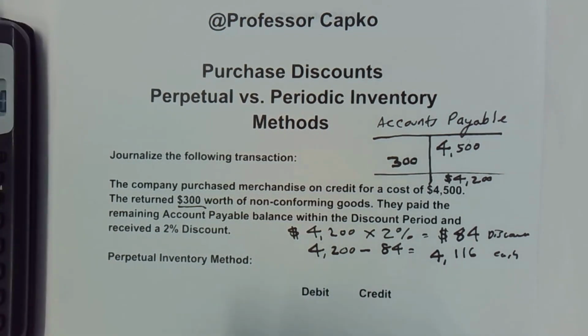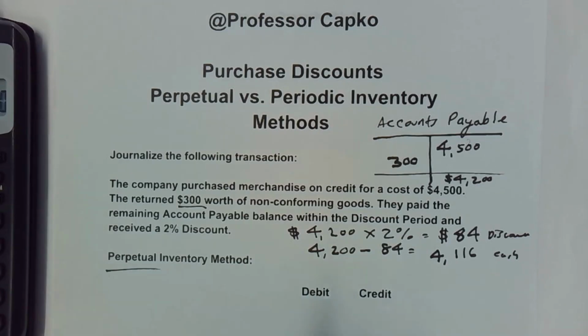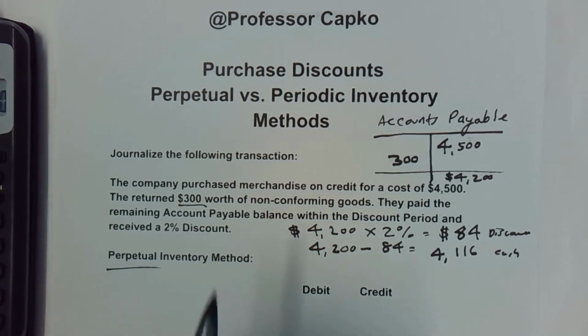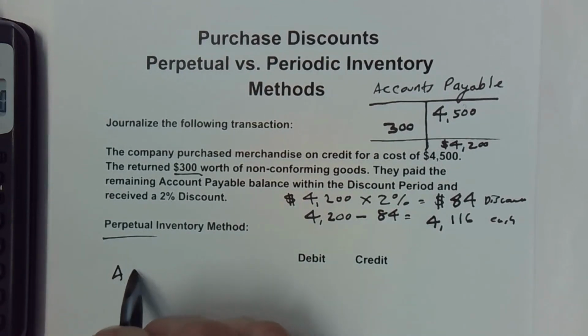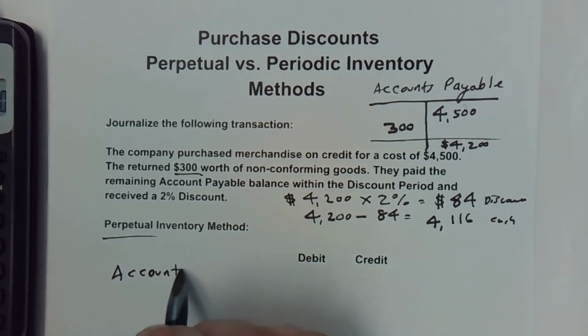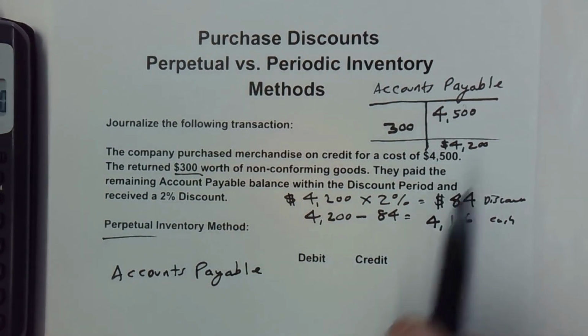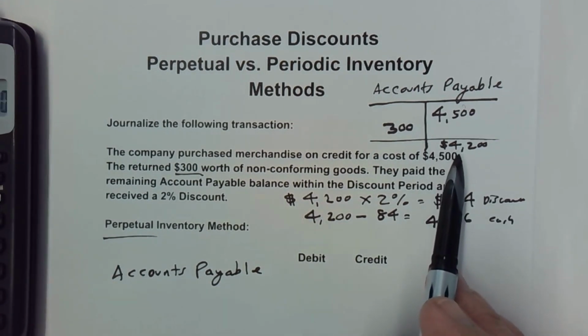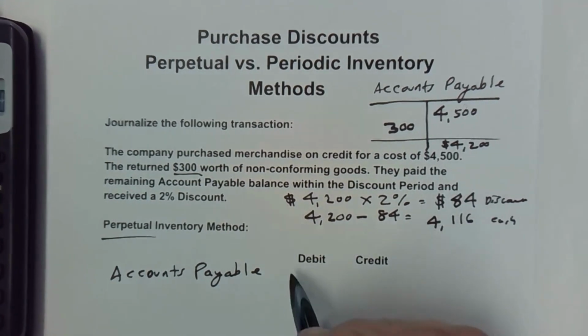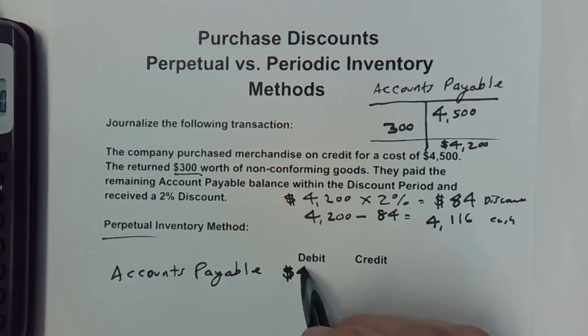So let's go ahead and do this for the perpetual inventory method. In the perpetual inventory method, we're going to have accounts payable, and we're going to debit it for the remaining balance. And as I showed up here, the balance at this point is $4,200. So we're going to go ahead and debit that out to reduce that to zero. So that's the full amount owed at this point, the $4,200. We're going to debit that.